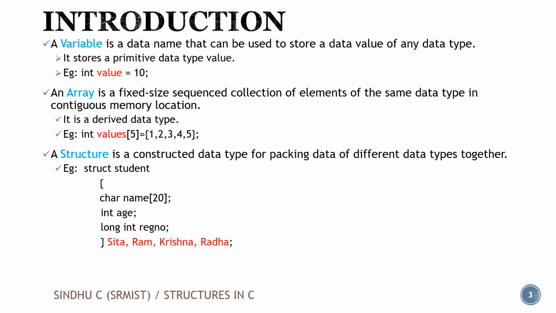Similarly, a structure variable can hold data of different types together. A structure is a constructed data type. Here in this example, we have 4 structure variables: Sita, Ram, Krishna and Radha. So the type of values that all the 4 of them can store is a character array of size 20, an integer value and a long int value.